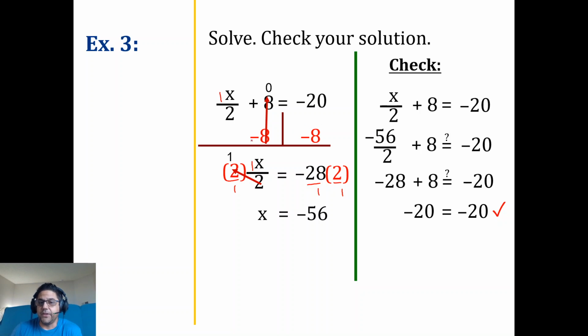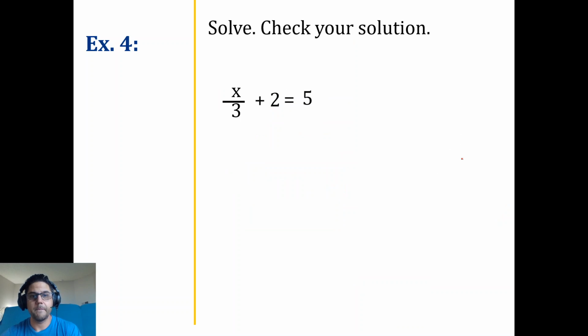But again, I know some of you, for whatever reason, would accidentally have a positive 28 here, which would be a positive 56 here. So when you check it, you would have a positive 28 plus 8. And that definitely would not equal negative 20. It's usually the signs, and I keep trying to mention that.